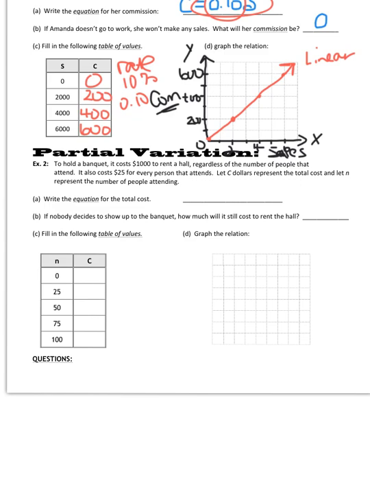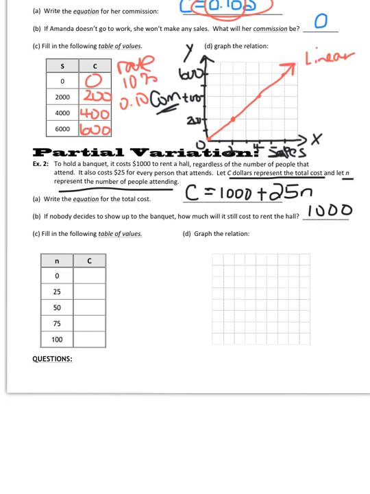So it says if we're having a banquet and we want to have a banquet hall, it costs $1,000 to rent. And then we're going to invite people, and they're going to cost $25 per person. So if we write an equation for this, it says let C dollars represent the total cost. So there's my C. And this is going to cost me 1,000 plus 25 for every person. N is the number of people. Okay, so if nobody ends up buying tickets, nobody attends, we still have to pay for the hall. It's still going to cost us $1,000.